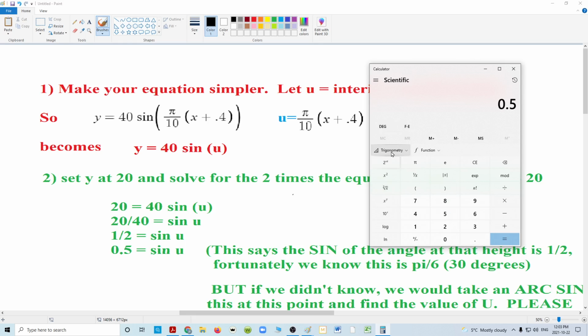Trigonometry. Second thing: arc sine. There we go, 30 degrees. So that's working with 30 degrees. Now, here's the problem, though. If we work with radians and we hit 0.5, you're not going to see it in pi's.